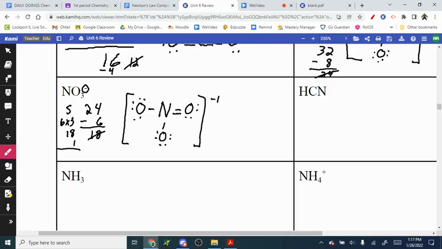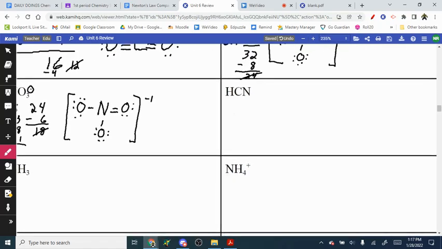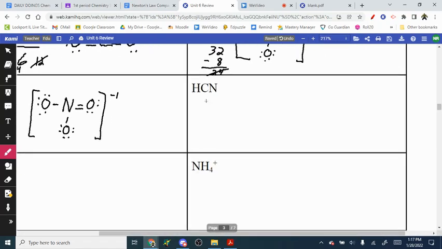And now we're done. All right, next one, HCN. H has 1, carbon has 4, nitrogen has 5. So that's a total of 10. C goes in the middle because C always goes in the middle. H on one side and N on the other. Bonds. We have so far used 4 valence electrons. We have 6 left. So 2, 4, 6.